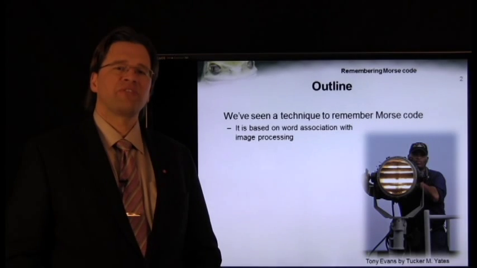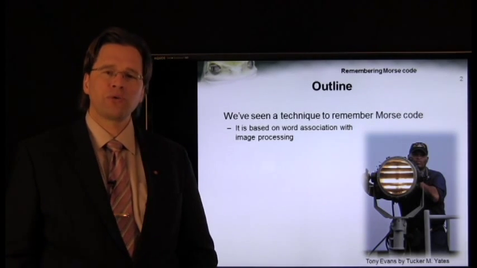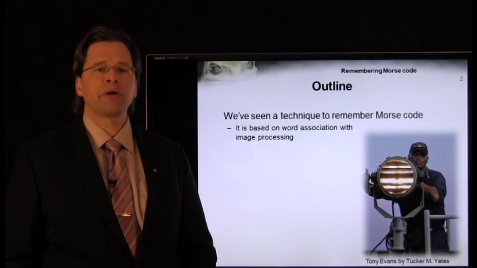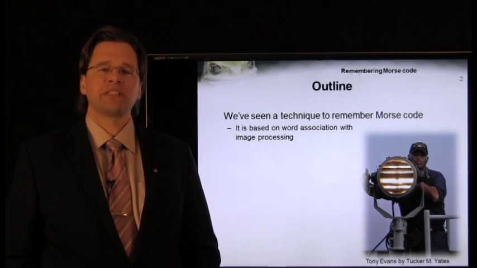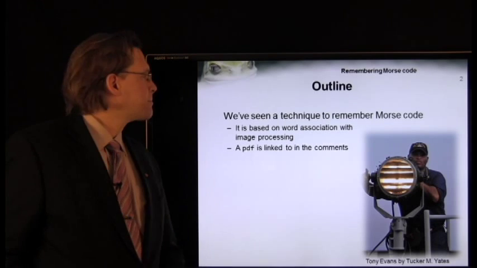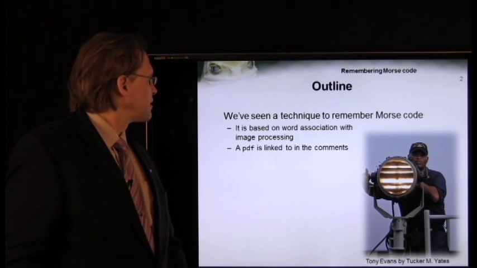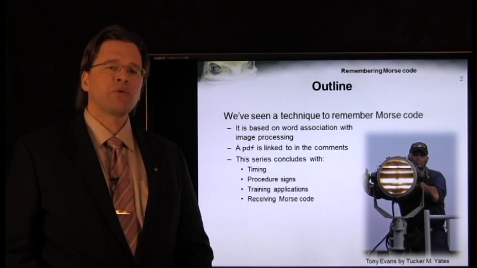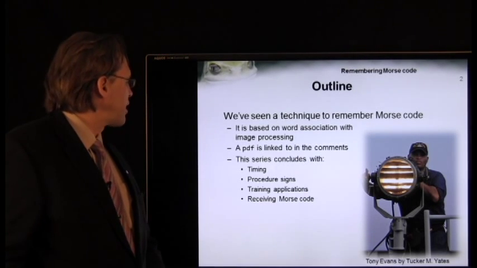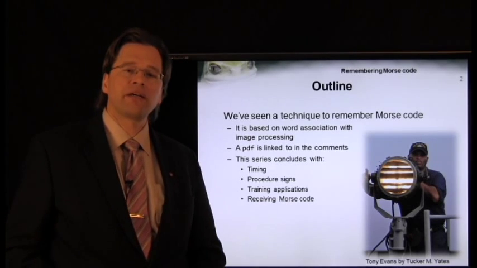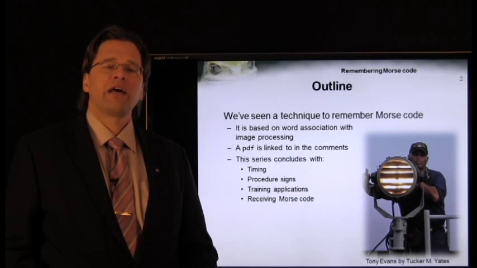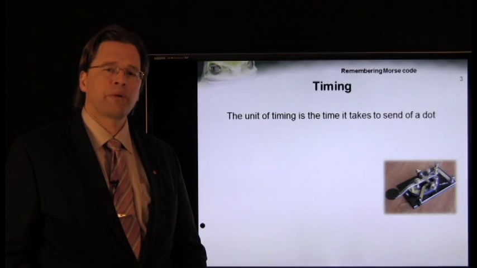In the last two talks, we've seen a new technique for memorizing Morse code. It's based on associating words with each letter, symbol, punctuation, or number, and it uses image processing in your brain. A PDF is linked to in the comments that describes this technique. This series is going to be concluded with this talk, which describes other aspects, including timing, procedure signs, training applications, and learning how to receive Morse code.